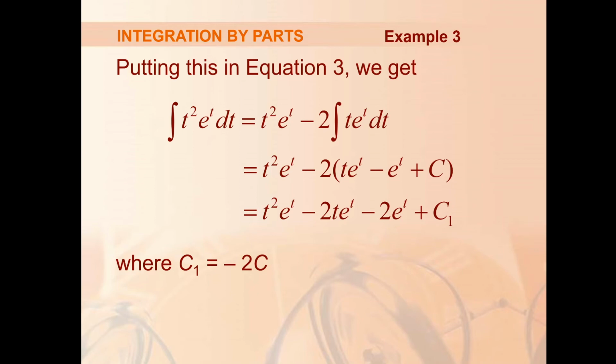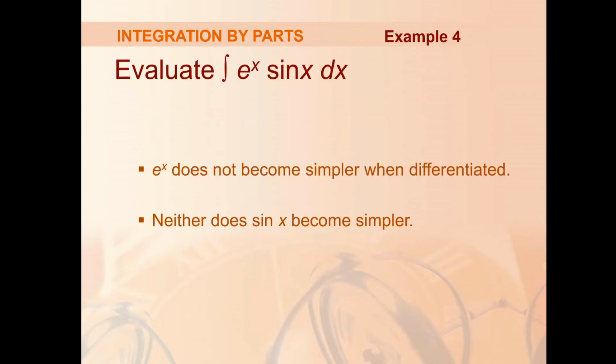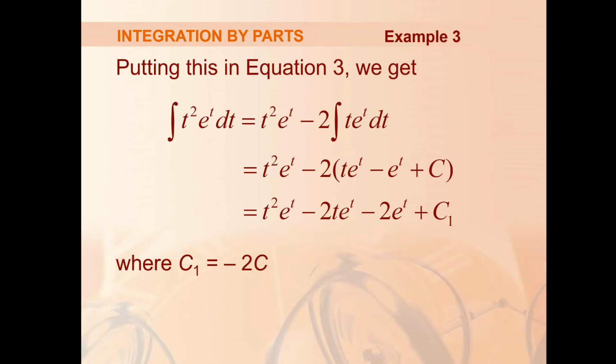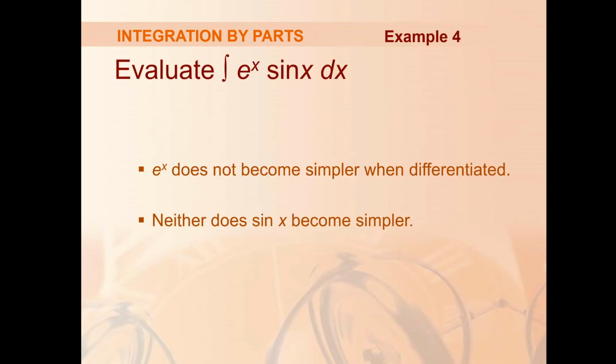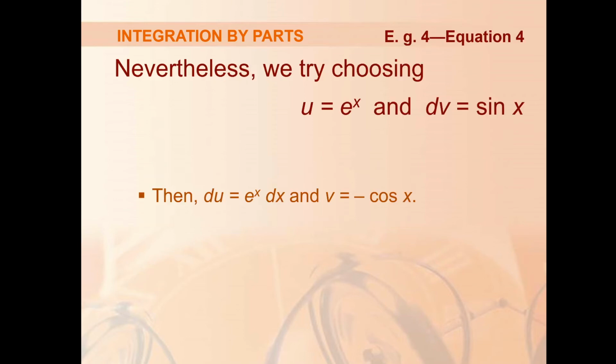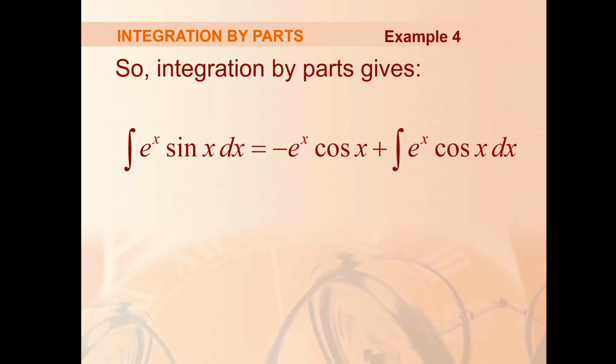And then basically we just multiply it out. So c times negative 2, c1 is just negative 2 times c1. Okay. So you've got to be careful which one you choose for e to the power of x or sine of x.